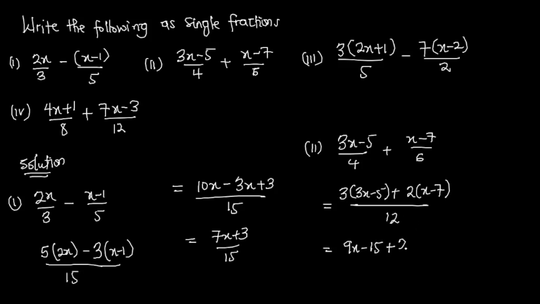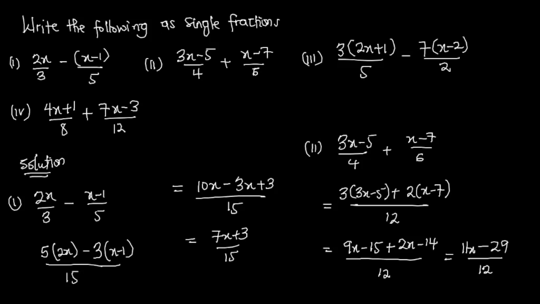Plus 2 multiplied by x will give me 2x. 2 multiplied by negative 7 will give me 14, all on 12. So from here I have 9x and 2x, so 9x plus 2x will give me 11x. I have negative 15 and negative 14, that will give me negative 29, so I have minus 29 on 12.